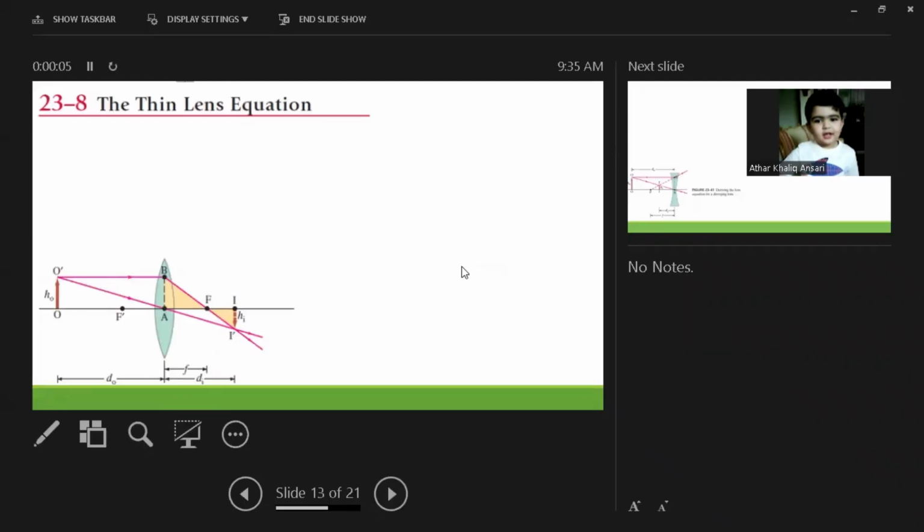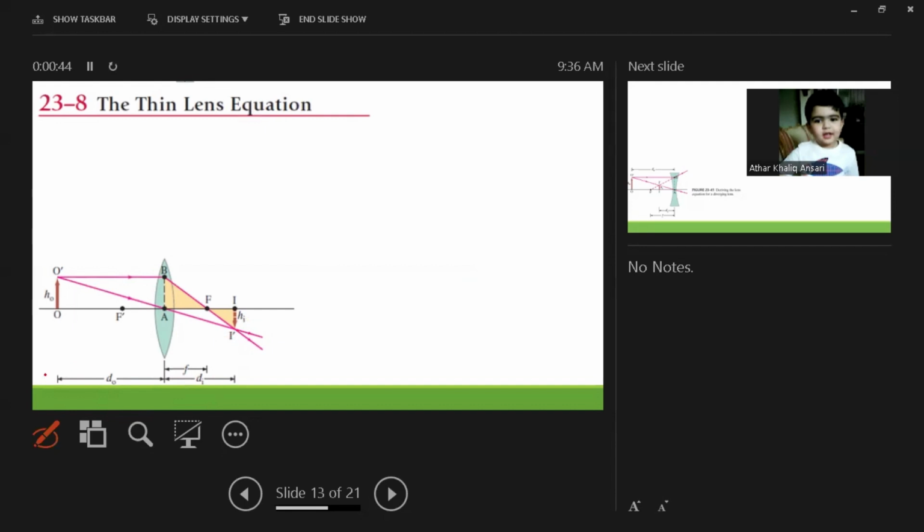For the thin lens equation, we have two kinds of lenses. Convex lens, as you can see, is also called a converging lens. All the rays that are parallel to the principal axis converge at one point, and for all positions of the object, you get the image on the other side of the lens. This image, which is on the other side of the lens, is called a real image.